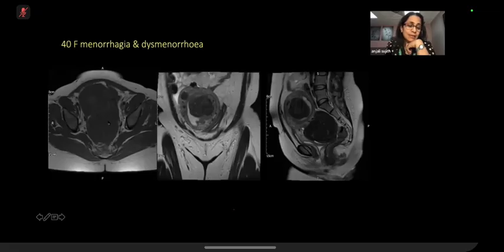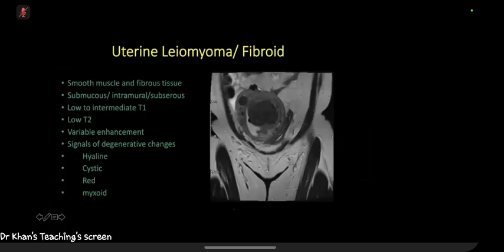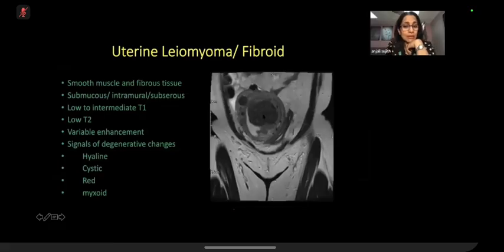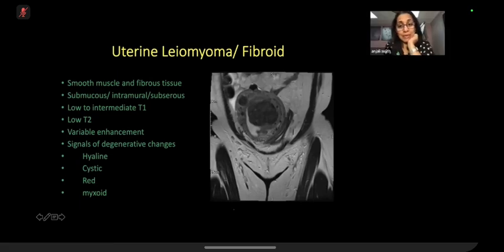On T1, it is low to intermediate signal. Signal changes can depend on the presence or absence of degenerative changes, most common being hyaline degeneration, consequent to which we can see calcification within the fibroid. It can undergo cystic degeneration, and red degeneration, which is commonly seen in pregnancy, which is essentially a hemorrhagic infarction with presence of hemorrhagic changes within the fibroid.